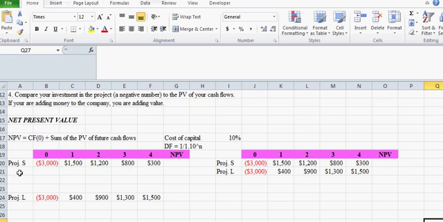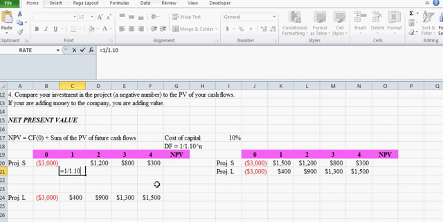So here's a project, Project S, and you invest $3,000. And so you're going to get $1,500 in the end of year 1, but of course it's not worth $1,500 because you're waiting on it. So you do the discount factor. So equals 1 divided by 1 plus the discount rate of 10% raised to the power.